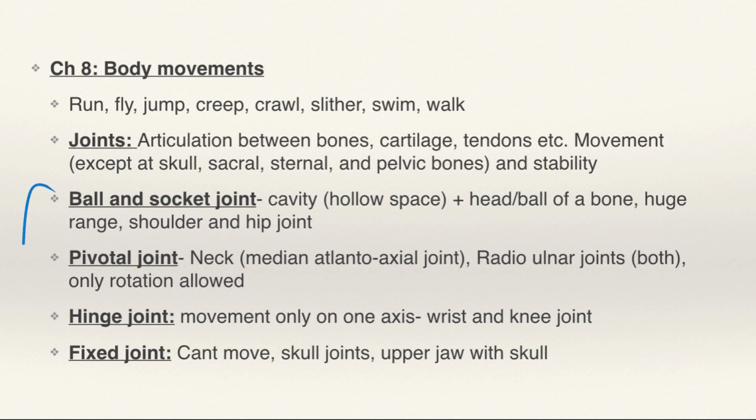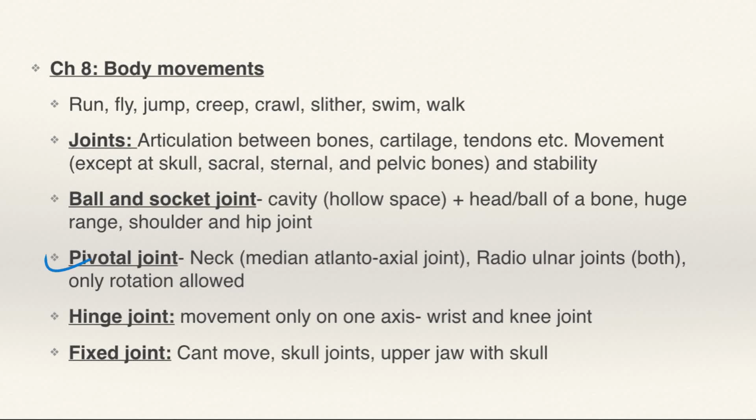So there are basically 4 types of joints which are given in class 6 NCERT. First is the ball and socket joint. Now what is a ball and socket joint? Basically you have a cavity, which is a hollow space, and the head or ball of a bone moves along that cavity. For example, the shoulder joint. The hip joint also, where the head is formed by the femur while the cavity is formed by the pelvic bone. It provides a huge range, so you can move your shoulder a lot. It is one of the most mobile joints in the human body. In the hip joint also you can rotate to a certain extent.